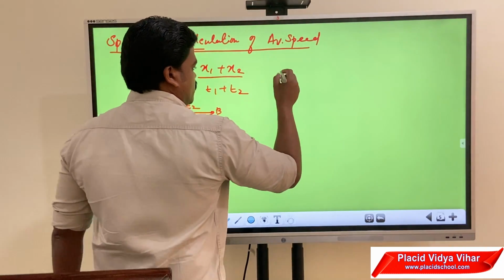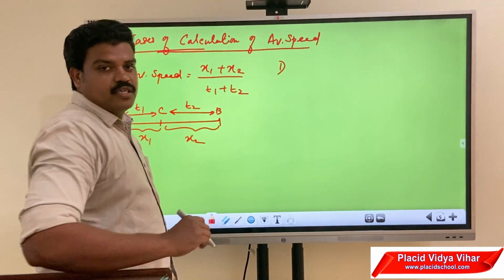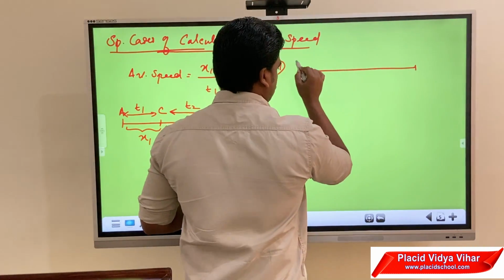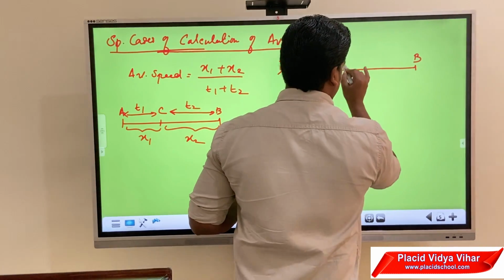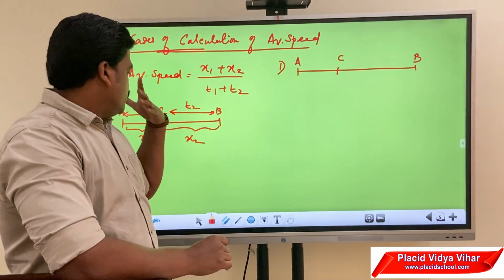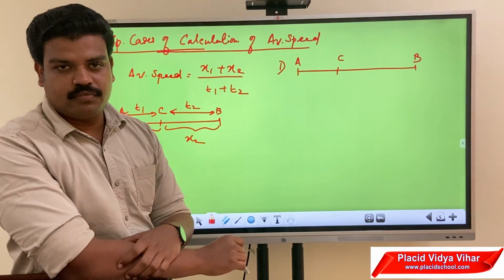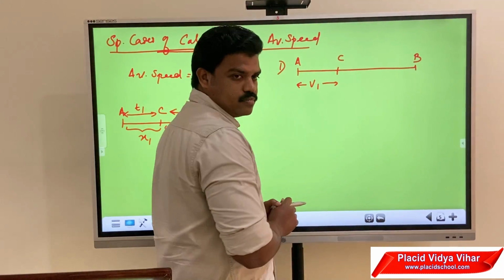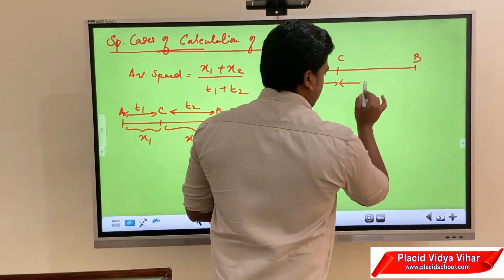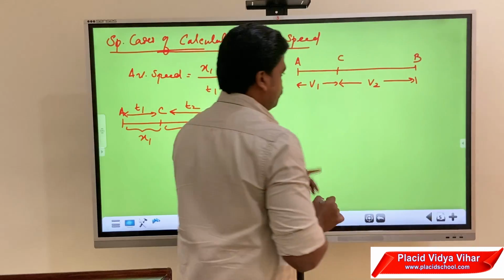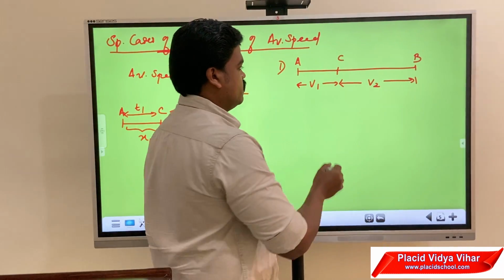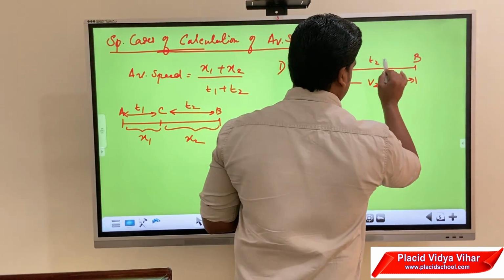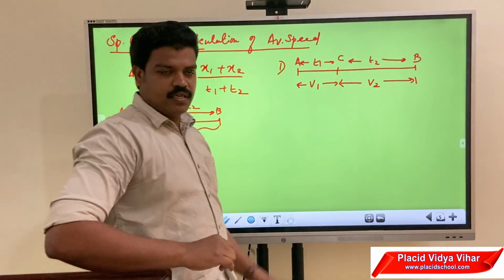Instead of this one, if we have the first special case we are going to discuss, the same 2 points A and B are given, and in between these two we have a point C. x1 and x2 are not given. Instead of that, it is moving with a speed v1 from A to C, and it will take another speed v2 to travel from C to B. Time is given as t1, the time taken to travel from A to C. t2 is the time taken from C to B. So see the difference between these two.